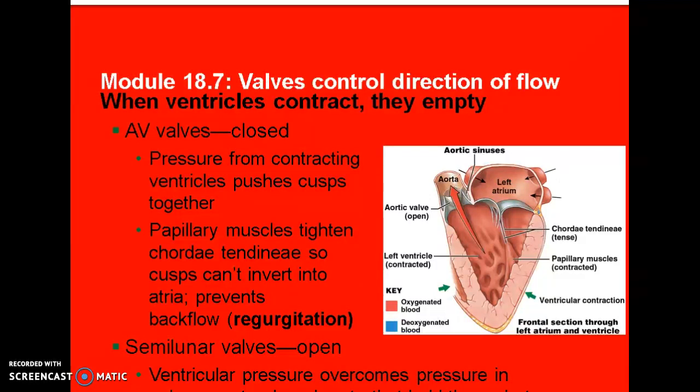The AV valves must close to prevent backflow into the atria. Pressure from the contracting ventricles pushes the cusps together. The papillary muscles tighten the chordae tendineae so the cusps can't invert into the atria. This prevents backflow, also known as regurgitation. The semilunar valves open so that blood can flow out the aorta as well as the pulmonary trunk.